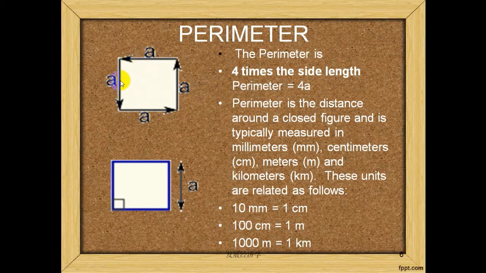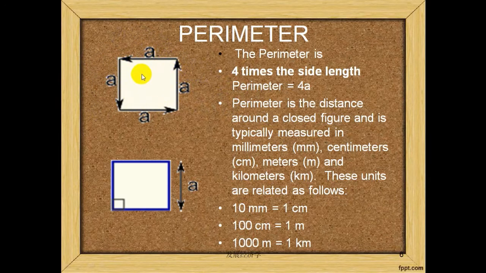Sum all the sides of the geometrical figure, and you will find the perimeter of that figure. So A plus A plus A plus A means 4A. So this is the perimeter of the square. Now, perimeter is the distance around a closed figure and is typically measured in millimeter, centimeter, meter, and kilometer. So perimeter is the sum of all sides of the closed figure.